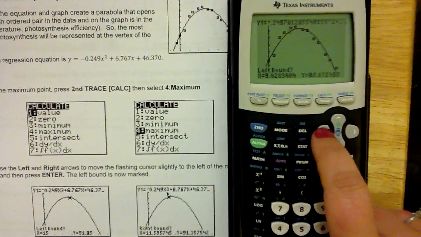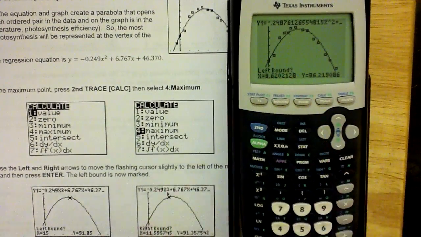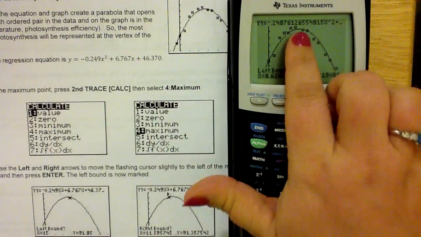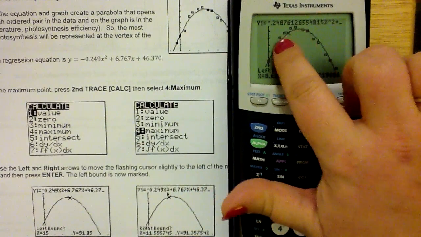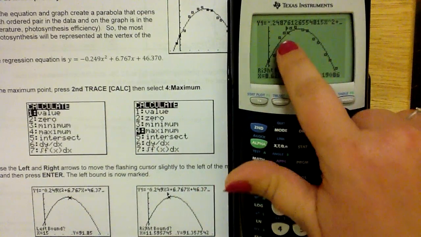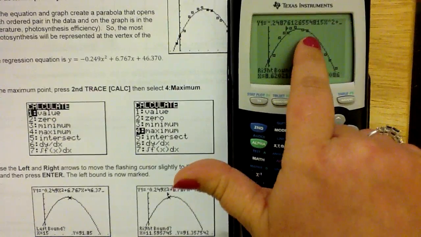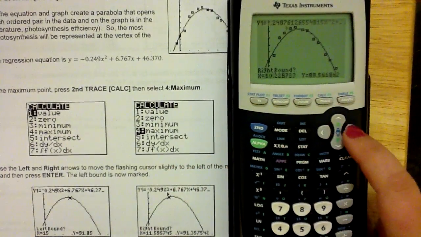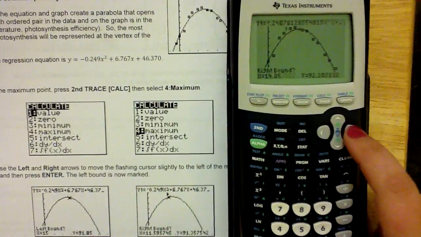On your screen right now it says left bound. So what the graphing calculator is wanting you to do right now is narrow down the information from the quadratic, because as we know, quadratics go on forever, so it wants us to narrow it down so it's not trying to find the maximum in all of that mess. So go somewhere to the left of your vertex, and press enter. Then notice it says right bound. So now we're going to move our flashing spider over to the right of our vertex, and then press enter again.